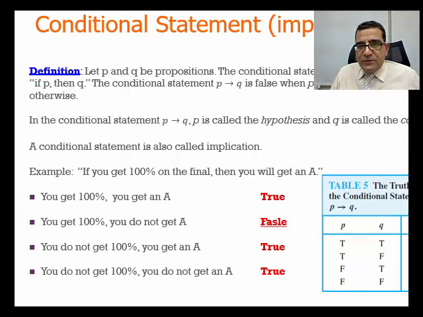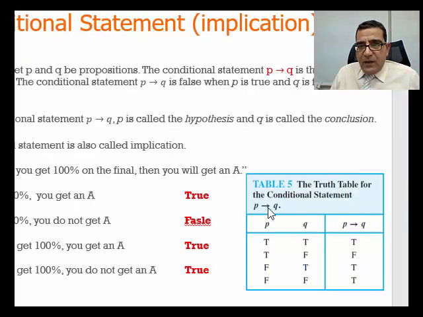Implications, as we see here in this example. If we have P and Q, then if P then Q, we only get false if P is true and Q is false. As we see here, if P is true and Q is false, only this is the case where we get a false result for implication.